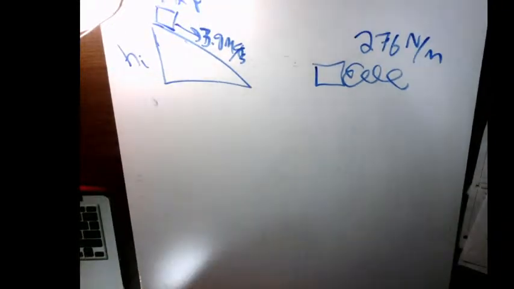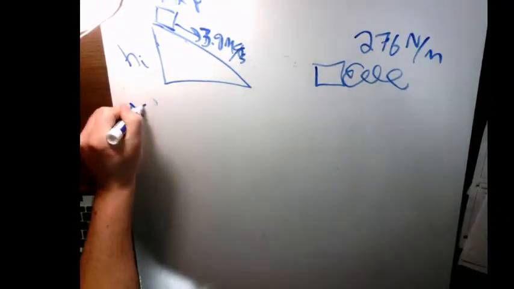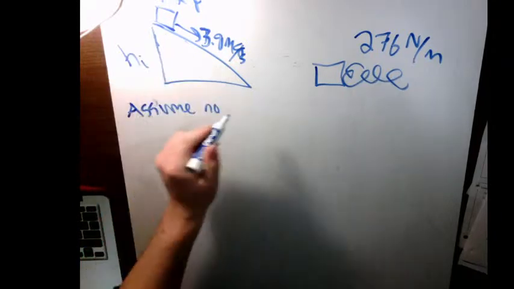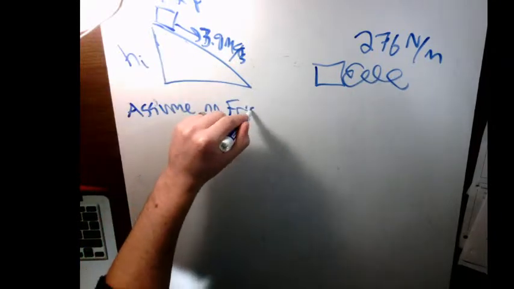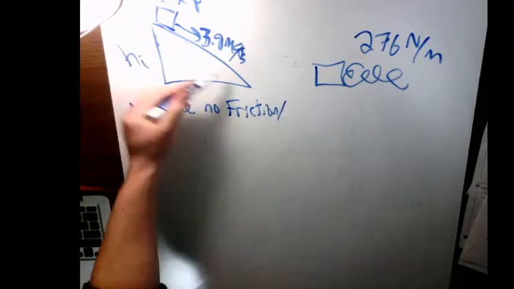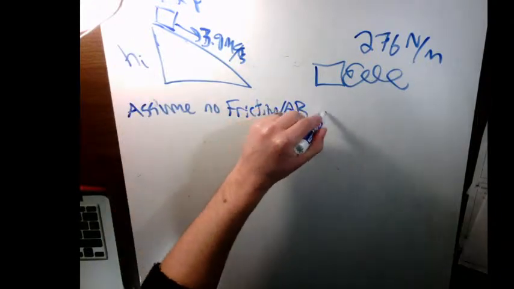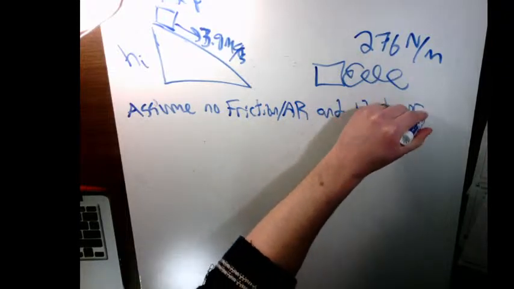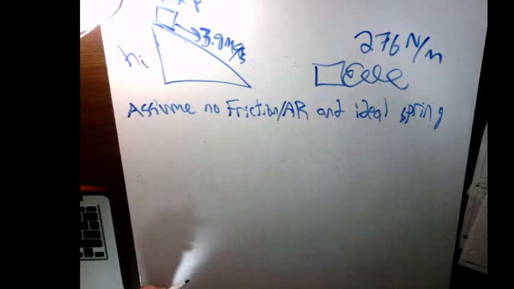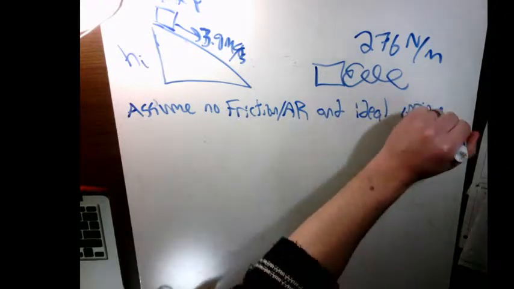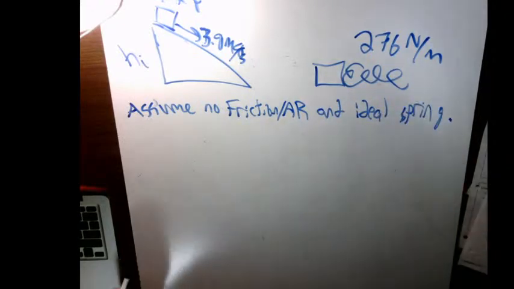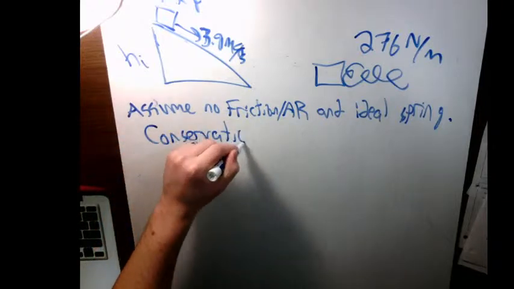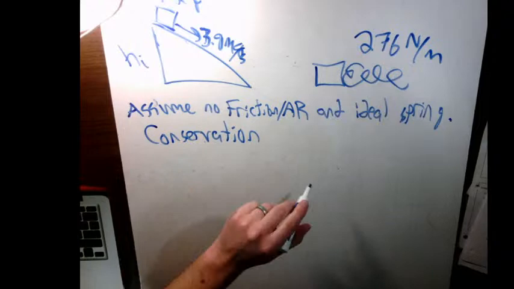Okay, this one is different, but we're still going to use conservation of mechanical energy. So first we have to make our assumptions. So assume there's no friction on the ramp, no air resistance as it's coming down, and we're working with an ideal spring. Once we have all those assumptions in place, we can look at our conservation of mechanical energy. Still no non-conservative or no external forces.